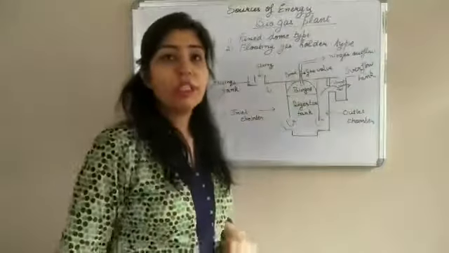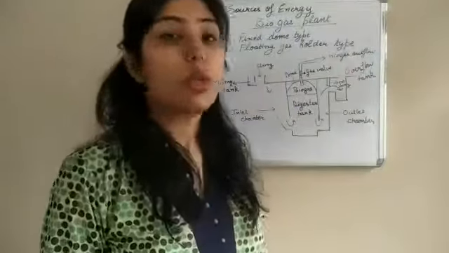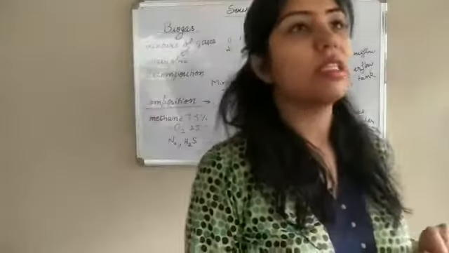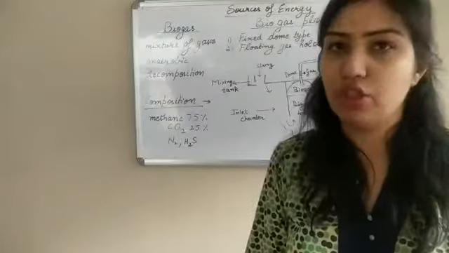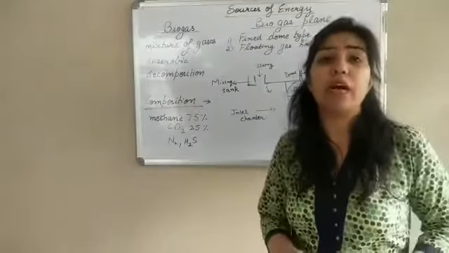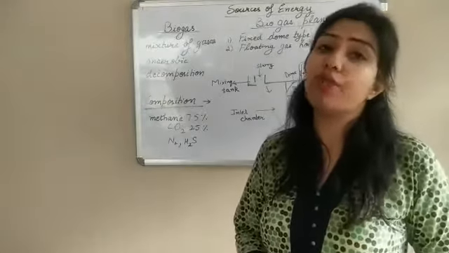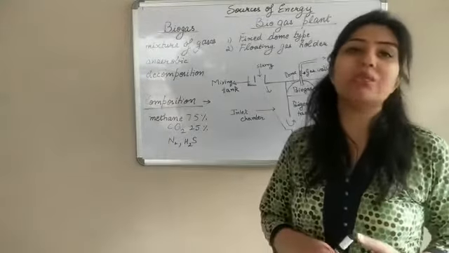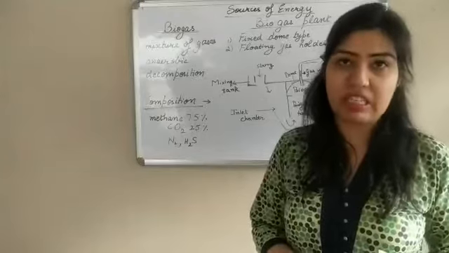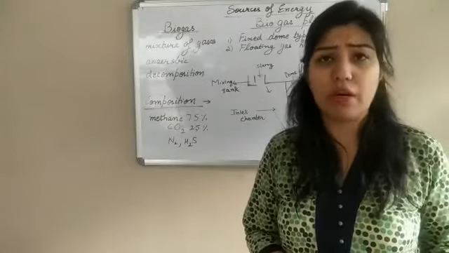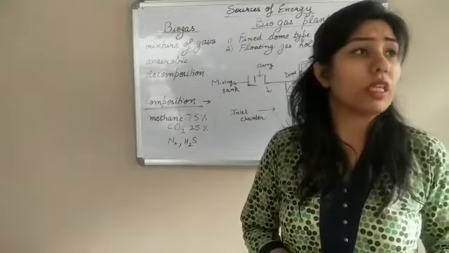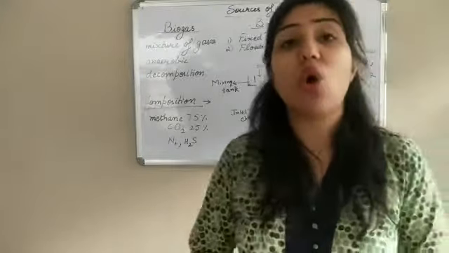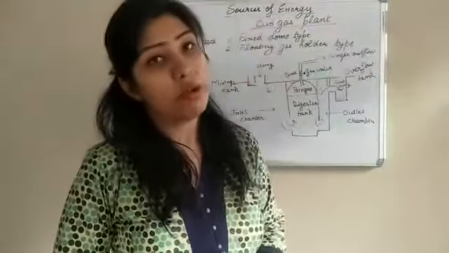Good morning, students. We are going to start with the topic in the sources of energy, biogas plant, that is a non-conventional source of energy. We have studied biomass as a conventional source of energy in our previous lecture. Biomass means the waste material obtained from the cattle dung, from the vegetable farms, from the waste material which has been collected in the house. These all come to the category of biomass.